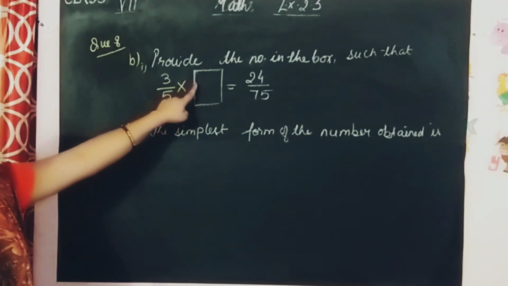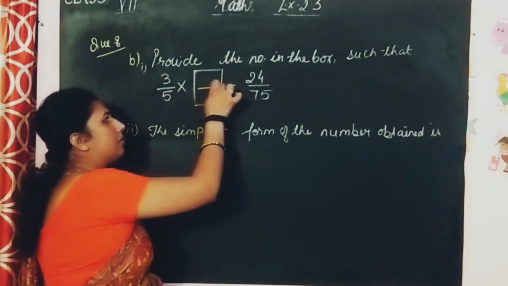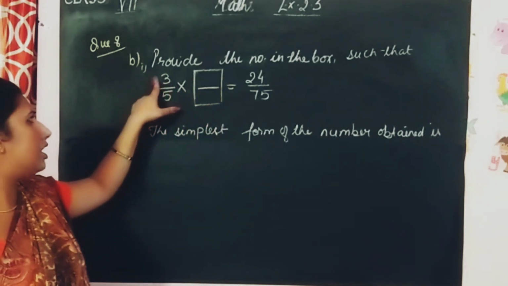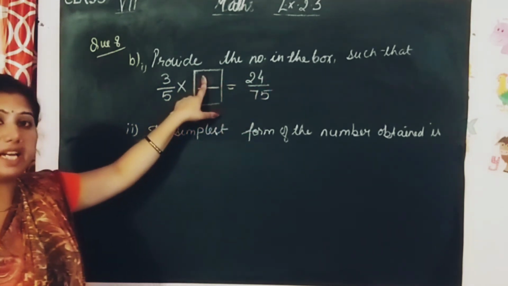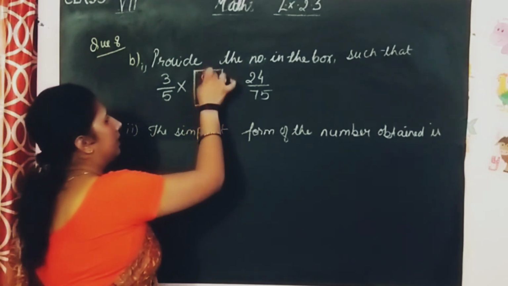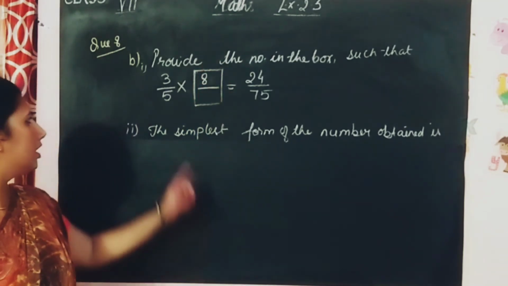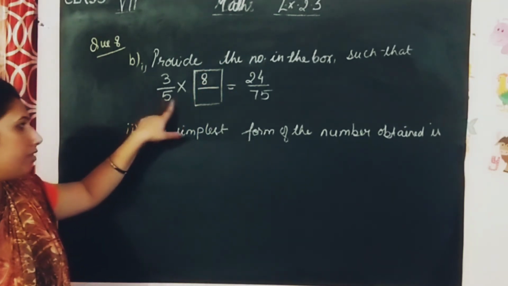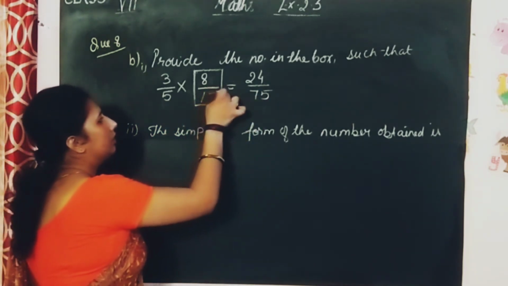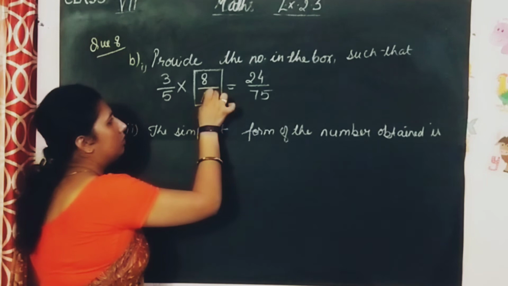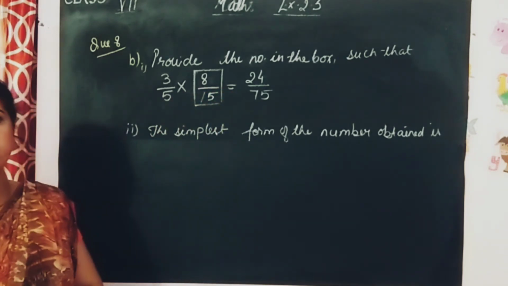Now see, in multiplication, numerator is multiplied by numerator. So 3 multiplied by what number should get 24? 3 8s are 24. Now what number should be multiplied with 5 to get 75? 15. Okay. So 15 5s are 75.